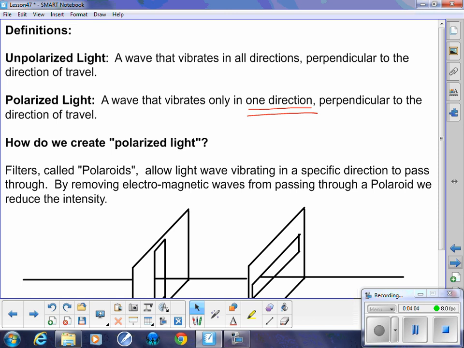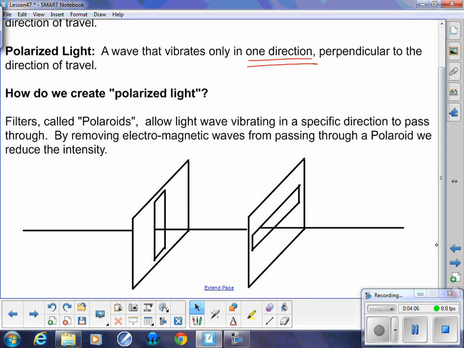So how do we create polarized light? Well, there are things called Polaroids, which are simply films that have very, very thin slits in them. What they do is allow light vibrating in a specific direction to pass through them. So for my drawing here, on the left side, we are going to draw that crazy diagram that I had on the previous page. I'm going to have my blue wave going up and down. So let's put it on the vertical.